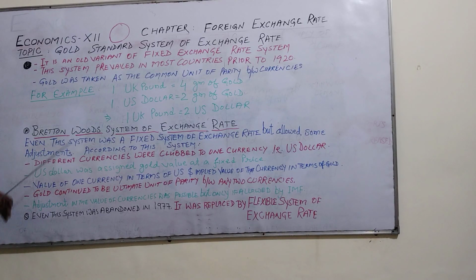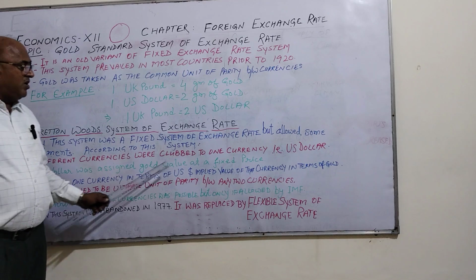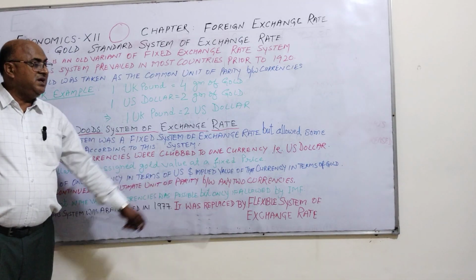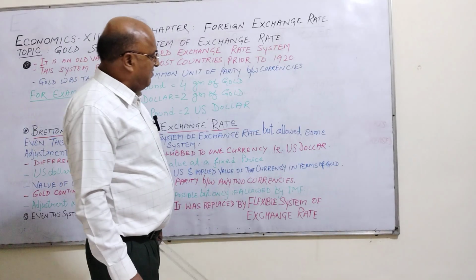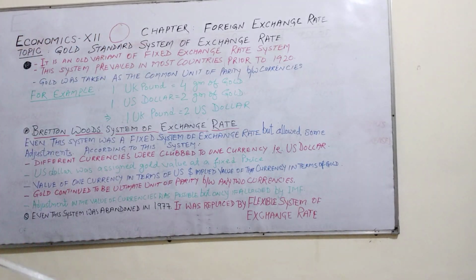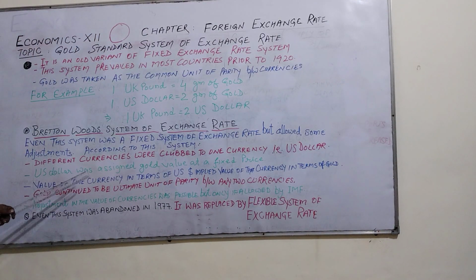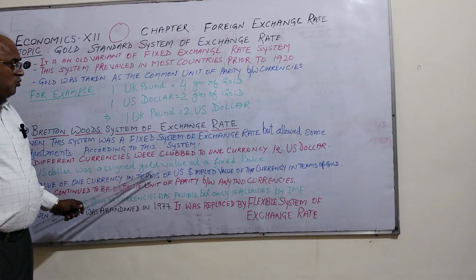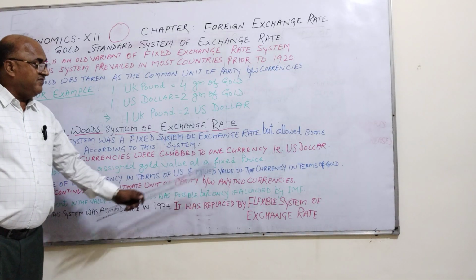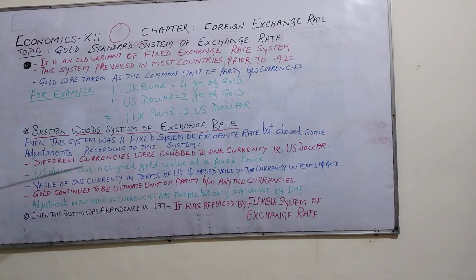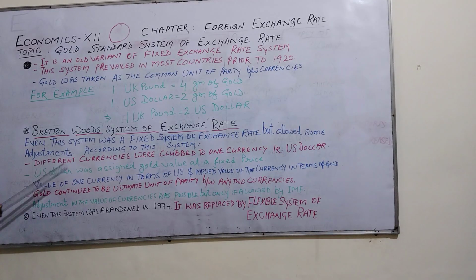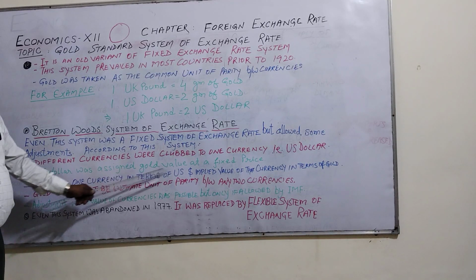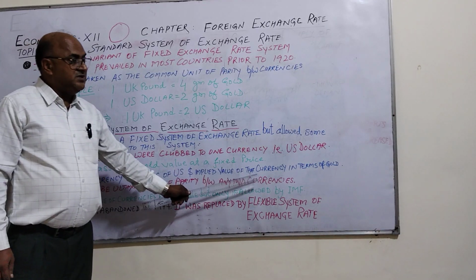Number one, different currencies of the world were clubbed to one currency, that is US dollar, one of the leading currencies in the world and a rich economy. Number two, US dollar was assigned gold value at a fixed price. Once again, different currencies were clubbed to one currency, that is US dollar. US dollar was assigned gold value at a fixed price.